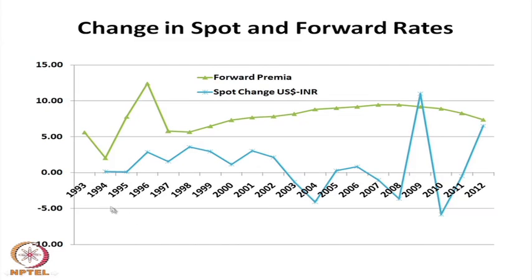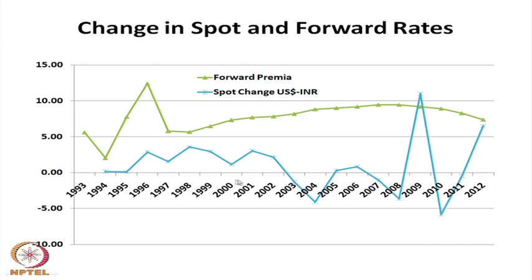So, if you see the green line indicates the forward premium and the blue line indicates the change in the spot rate between USD and INR. The INR USD spot rate change indicates the volatility in the spot rate between India and USD, and this volatility should be absorbed by the forward premium.